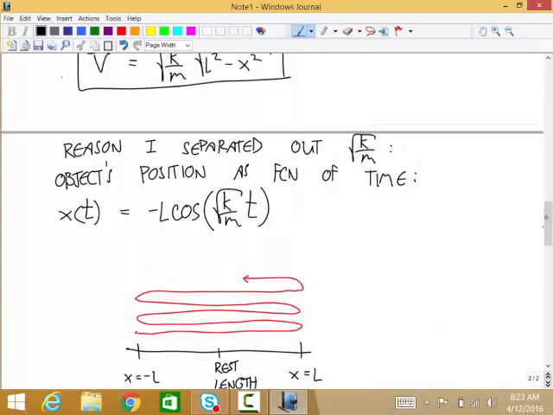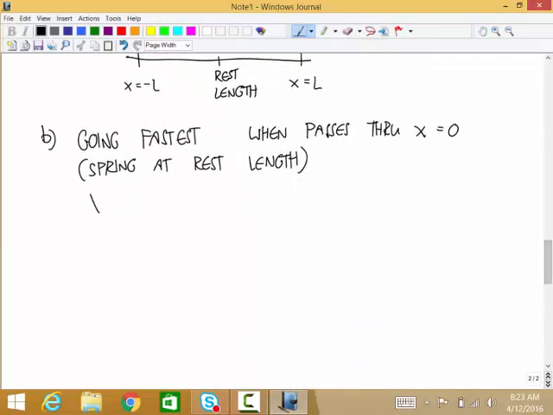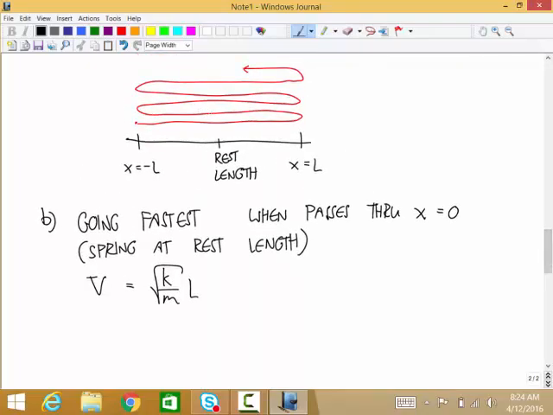And what's the speed when it passes through x equals 0? The speed is just equal to the square root of k over m times L. It passes through that resting length position, x equals 0, going two different directions. But this says that the speed is the same going either one of those two directions. It's just the direction that changes. The velocity is opposite. Okay?